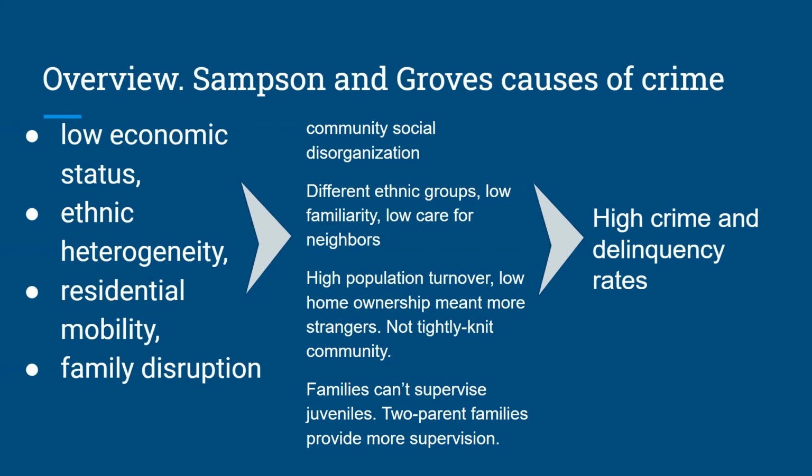Next, residential mobility means that there's a high population turnover and low home ownership, so it's not a tightly knit community. Family disruption means that the families and parents are not able to supervise their juveniles, and according to Sampson and Groves, two-parent families provided more supervision. And overall, these kinds of factors can lead to high crime and delinquency rates.